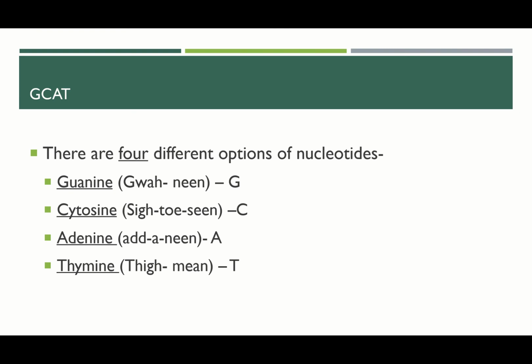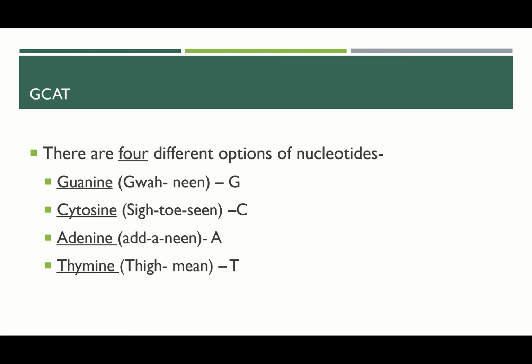So the first one is guanine. The second one is cytosine, the third one is adenine, and the fourth one is thymine. Most of us want to mess with that ending and make it 9, like guanine, and I get that because that's how English works. But remember, these aren't English words, these are actually Latin words, so that messes the ending. So now it's guanine instead of guanine.